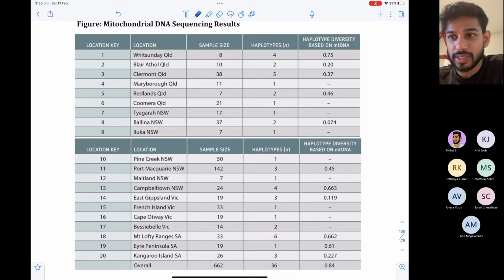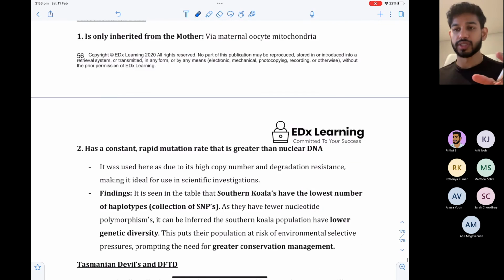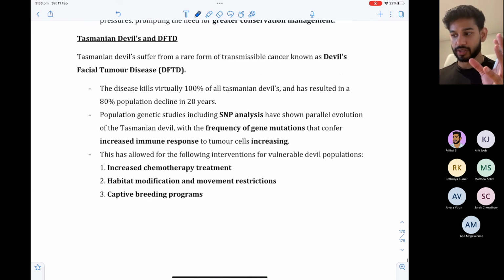So this tells us that we need to place more conservation efforts on koalas in South Australia and New South Wales versus Queensland. And so that's how we use population genetic info to help us in saving species. We'll stop. You can do the rest of the questions in your spare time, but that is all you need to know in terms of knowledge.